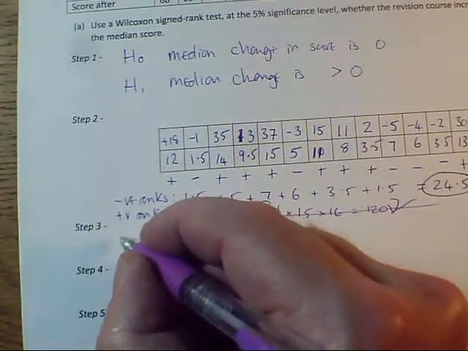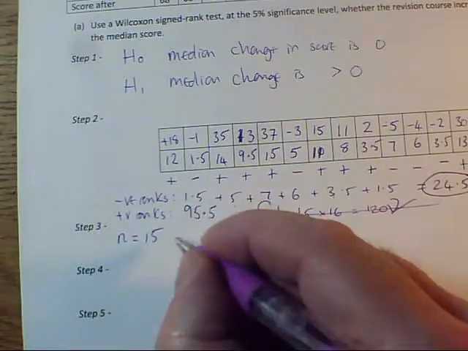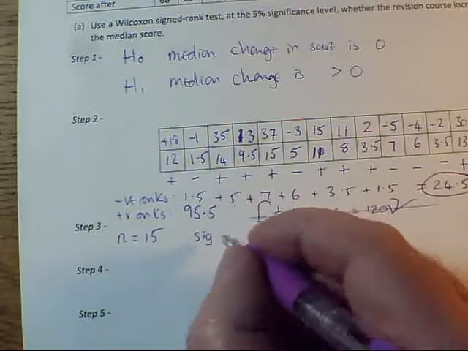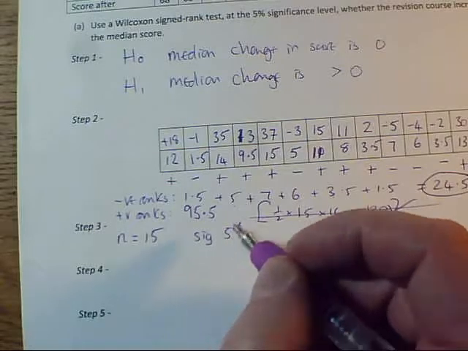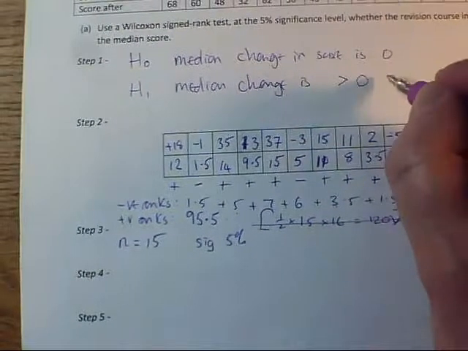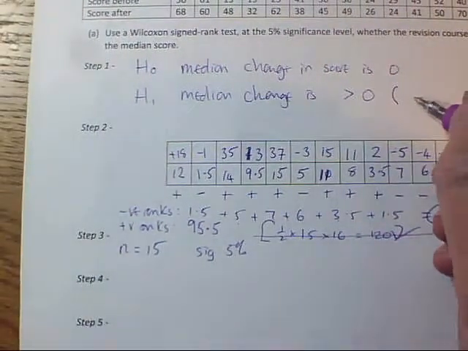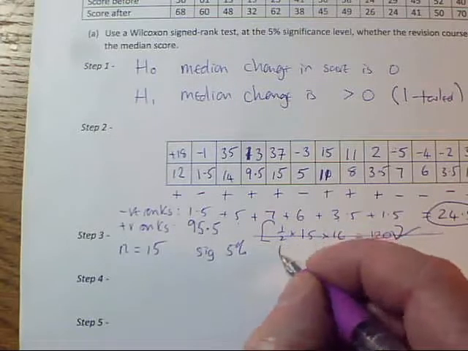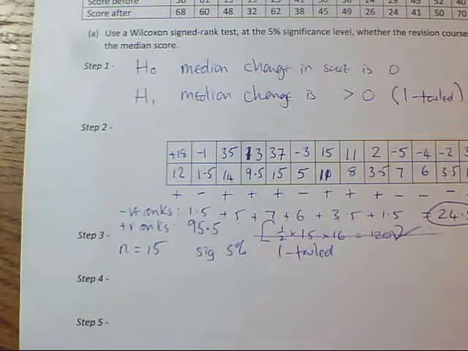To help with the critical value, I need a value of n, or we've just done that, n is 15, and we need a significance level, which is 5%, and I need to remember whether this is two-tailed or one-tailed. Well, looking at my hypotheses, I didn't say it, but I should have done, because I'm only interested in a median greater than 0, this is a one-tailed test. Okay, so this is one-tailed. So that's the information I need to go to the table with.